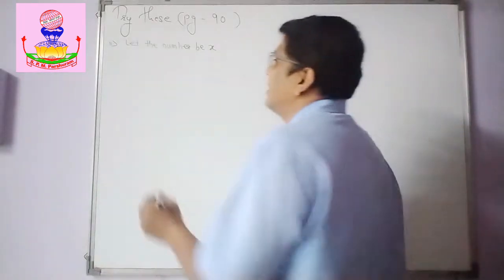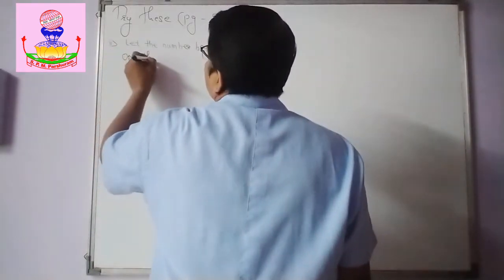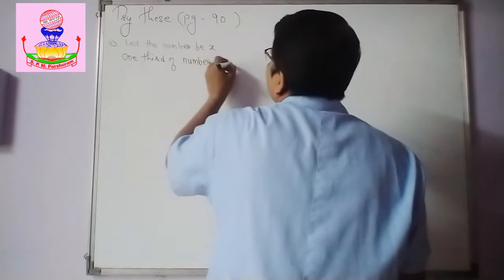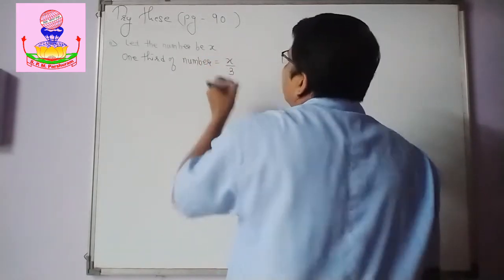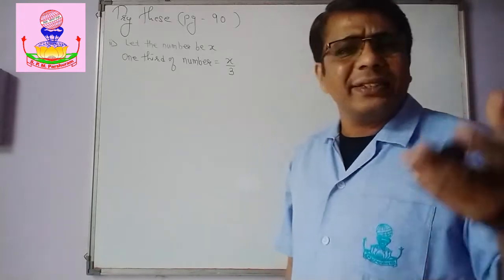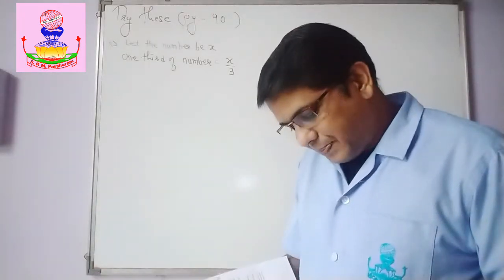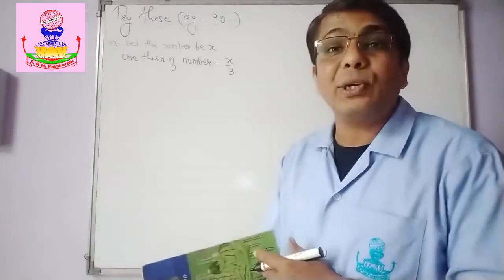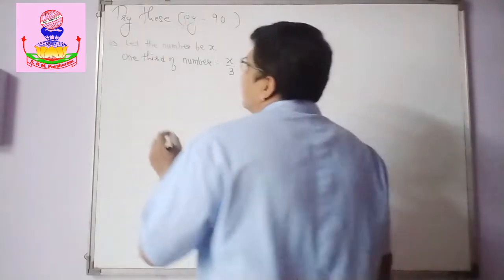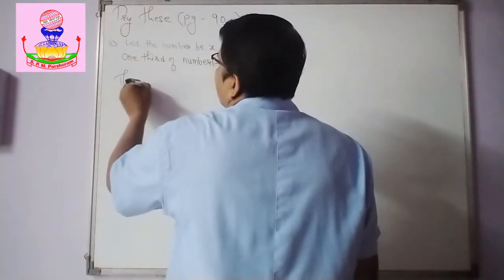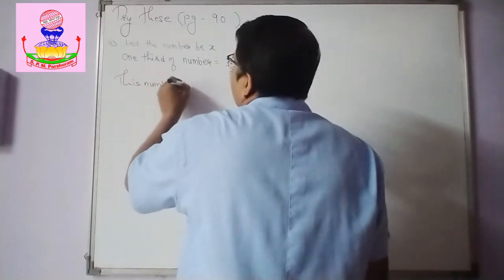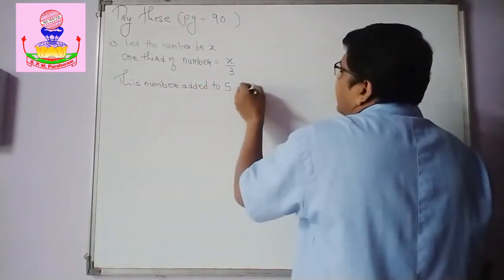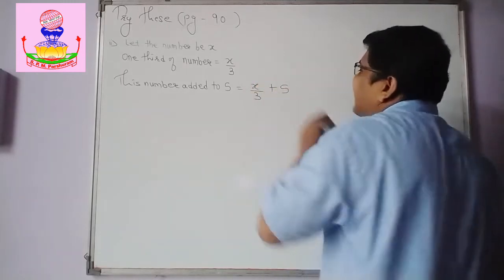Now what they say? 1/3 of that number. So let us find out. 1/3 of number is x upon 3. Means divide that number by 3. That is 1/3. Okay. Now what they say? What is that number, 1/3 of which added to 5 gives 8? This number added to 5. So what you will get? x upon 3 plus 5.